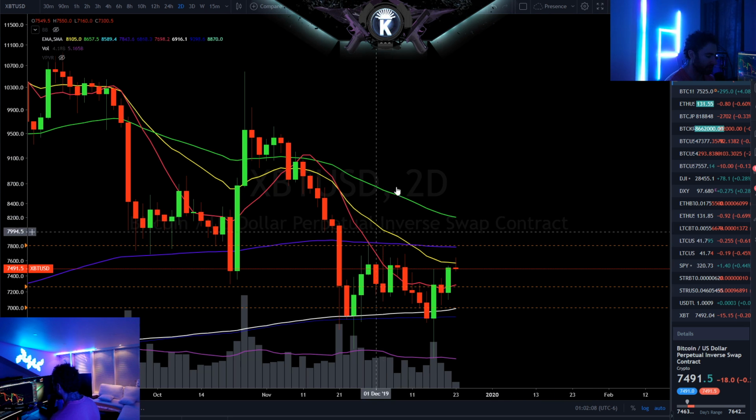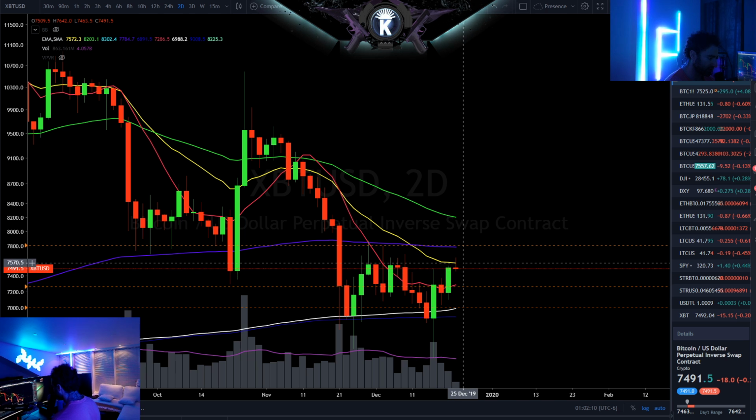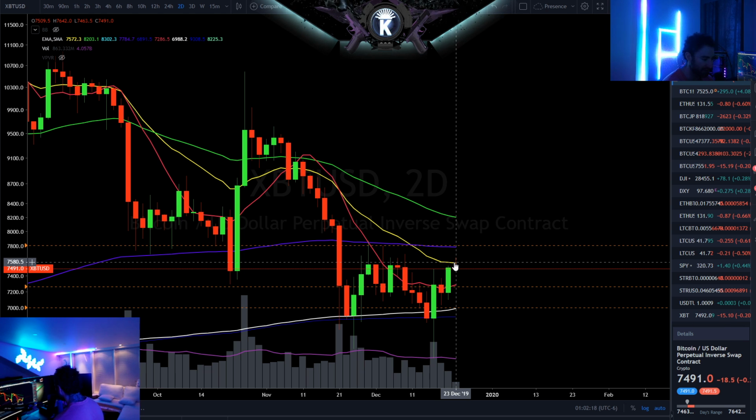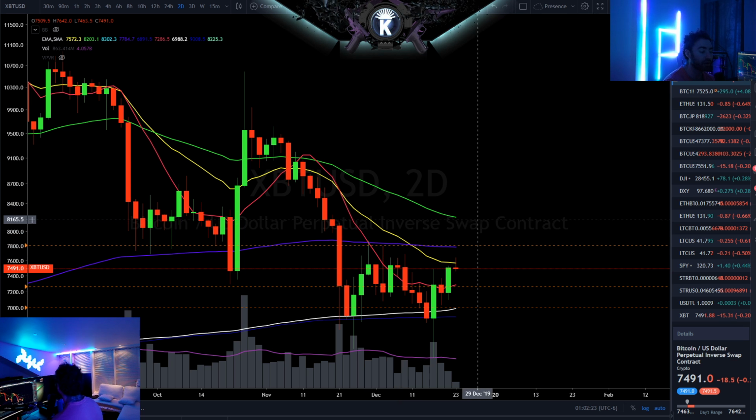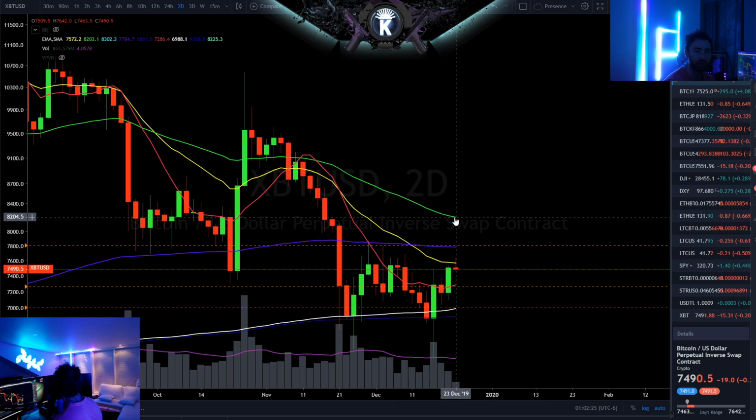So fair enough. We can't really see too much other than that about it. I would say though that if we can close this next 2-day candle above the 21x Benjamin average, which is about 75.50, 7600, which would also create a higher high over this double top right here, very, very likely that we will move our way all the way back up to the low 8,000s.